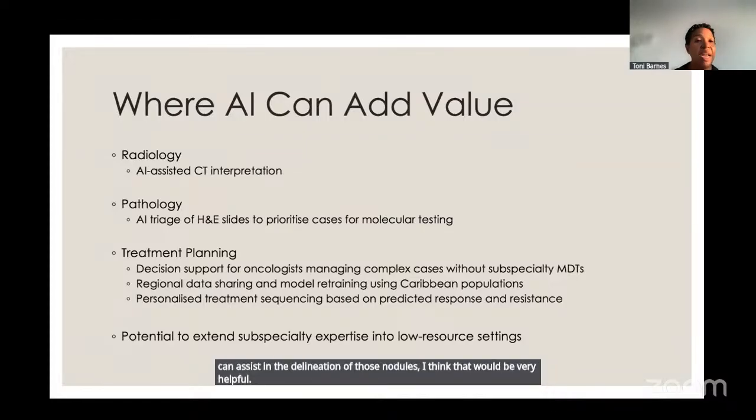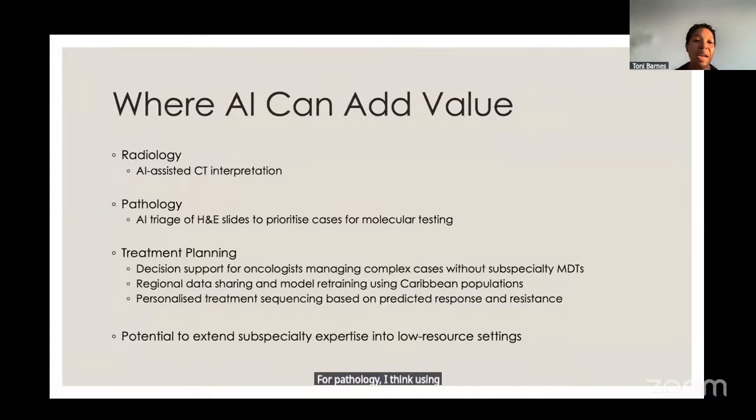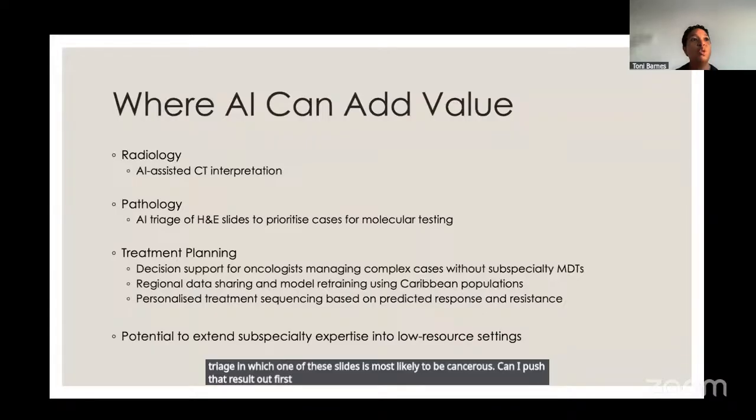For pathology, I think using AI to triage H&E slides can be very helpful. Triage in which one of these slides is most likely to be cancerous. Can I push that result out first? As well as which one of these slides is most likely to be positive for a targetable mutation?